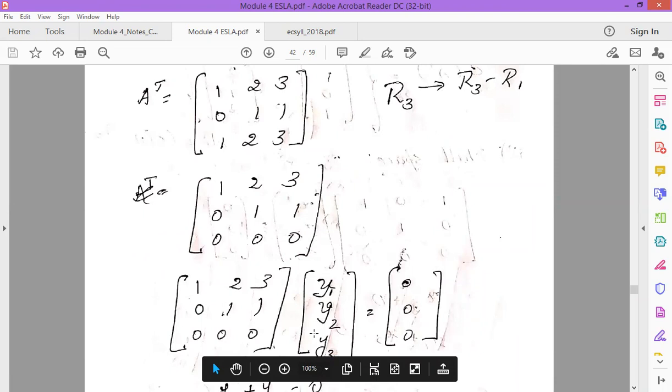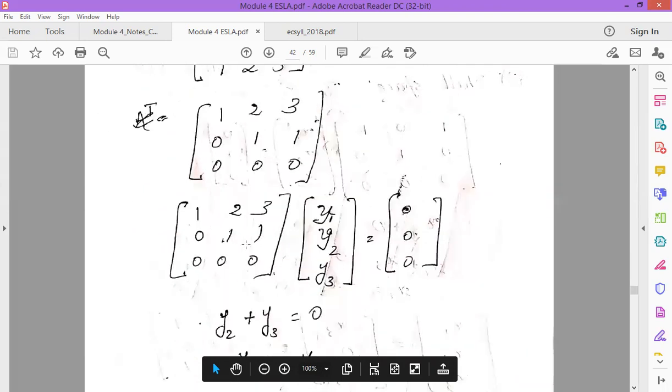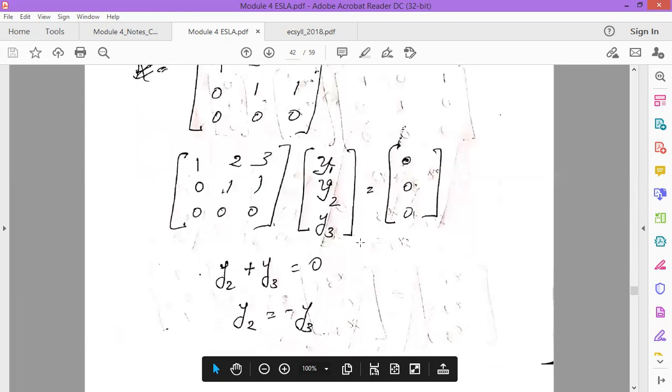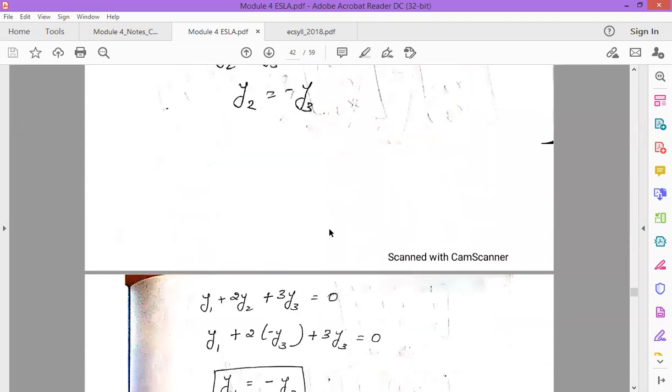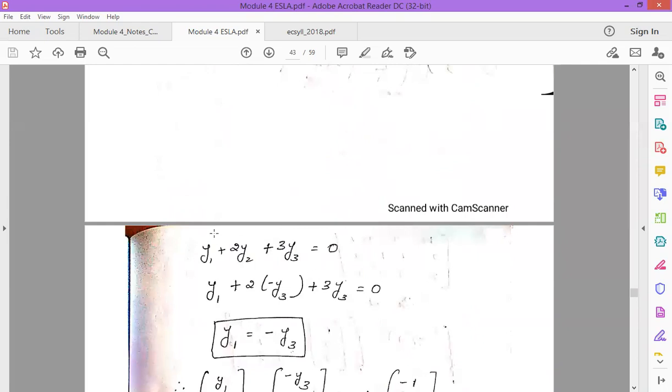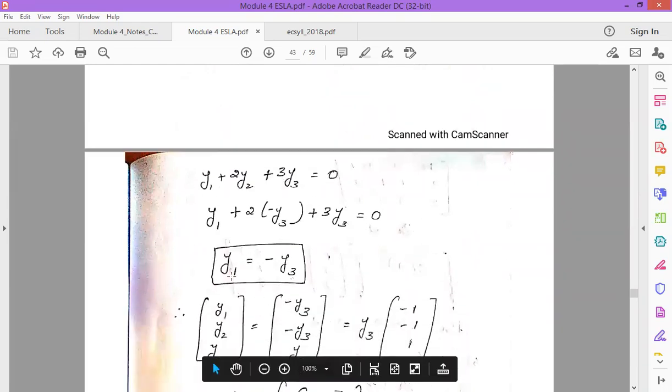Those are the variables. Solving this matrix, you can see that it results in y1 plus 2y2 plus 3y3 is equal to 0 and y2 plus y3 is equal to 0. This implies that y2 is equal to minus y3. And since we have y1 plus 2y2 plus 3y3 equal to 0, simplifying this results in y1 is equal to minus y3.